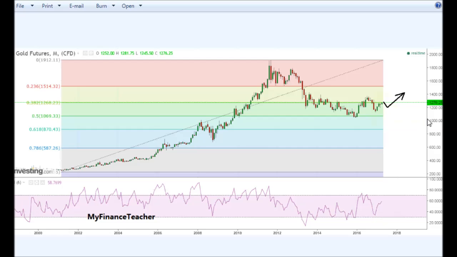Those are the price levels of around $1,070 per ounce of gold. This also, the fact that we have not revisited those price levels, also supports the idea that in the long term, gold looks promising.